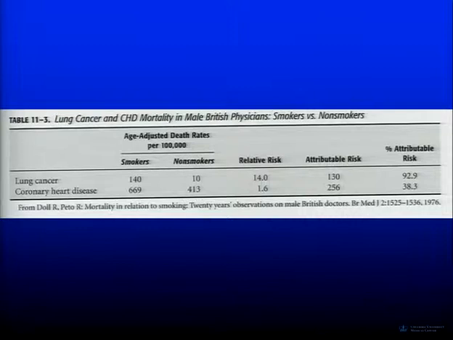So here is an example for smoking. Here you're looking at lung cancer and coronary heart disease mortality in male physicians based on if they were smokers or not. So how strong is the association between lung cancer and smoking?